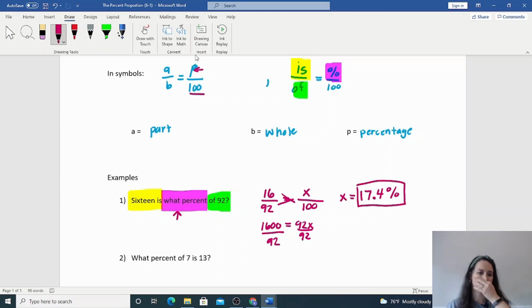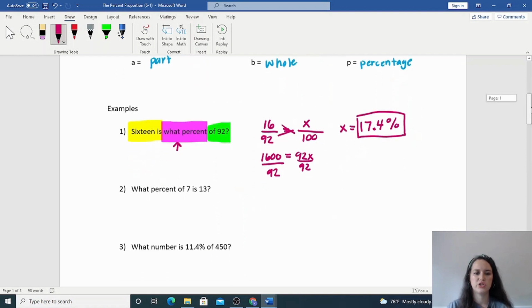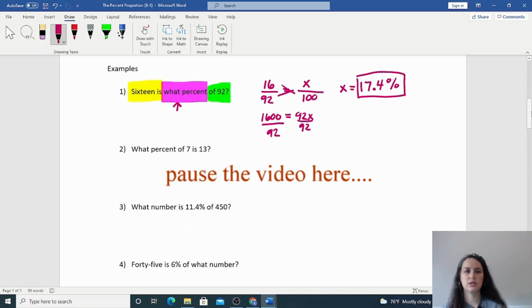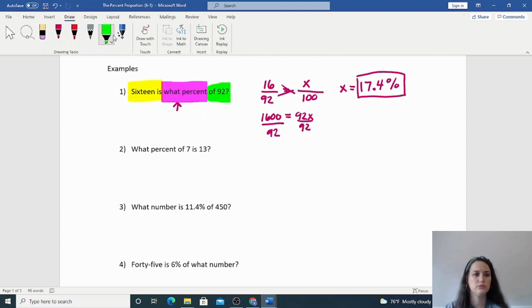Okay. All right, go ahead and do number 2. I'm going to scroll down. If you need the percentage, take a picture of it, write it down, the proportion. Make sure you have that. Okay, go ahead and pause and do number 2 because it's also a find the percent. I'm going to go ahead and do that now. Feel free to color coordinate it if you want to.